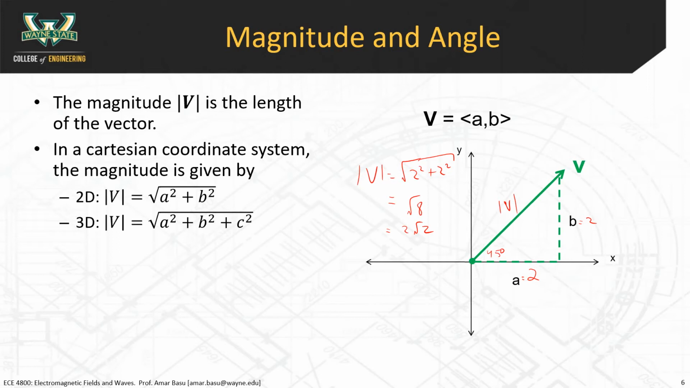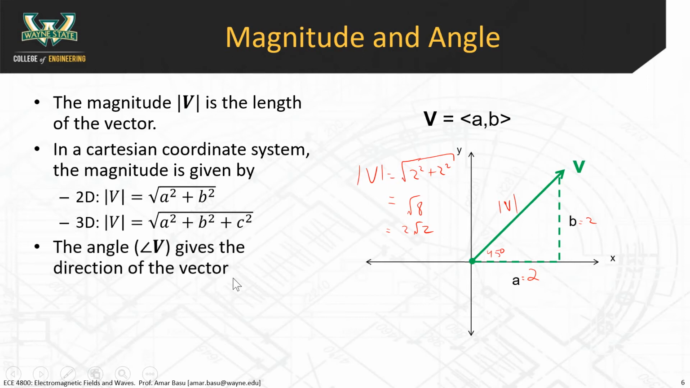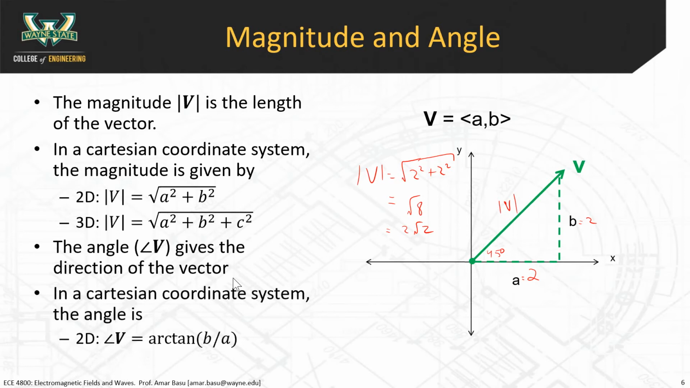Now, in a three-dimensional coordinate system, you would do something similar. The magnitude is the square root of a squared plus b squared plus c squared, the x, y, and z components. All right, the angle gives the direction of the vector. So, we already know that when you have this type of triangle where a and b are both the same, that's a 45-degree triangle.